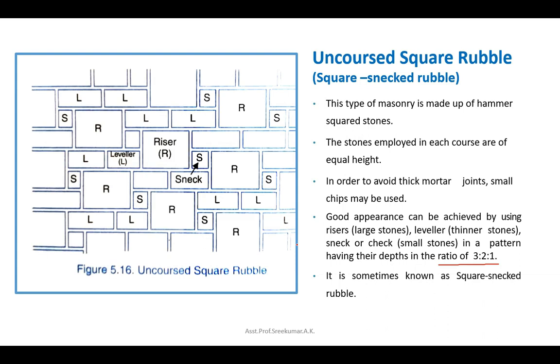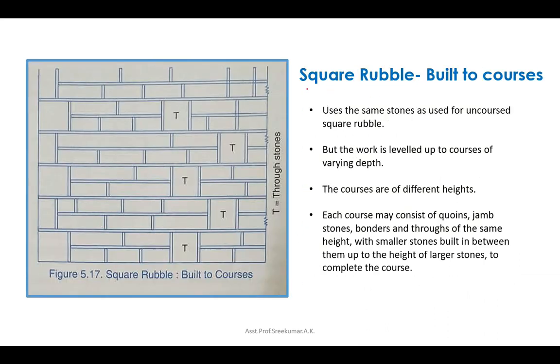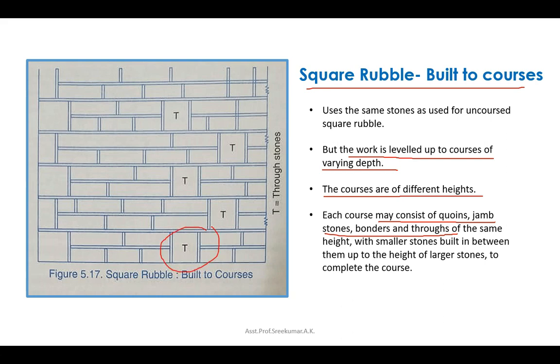Next we have the square rubble masonry built to courses. In this case it uses the same stones as used for uncoursed square rubble, but here the work is leveled up to courses of varying depth. The courses are of different height. Each course may consist of quoins, jamb stones, bordering and through stones of the same height, with smaller stones built in between them to the height of larger stones to complete the course.